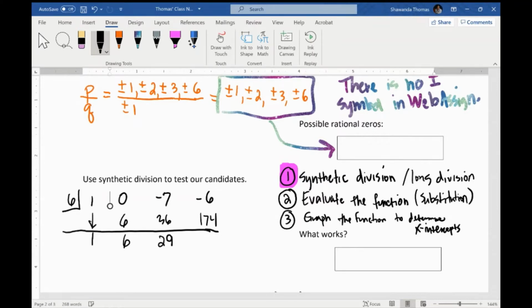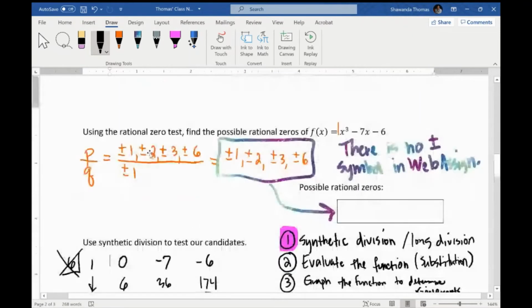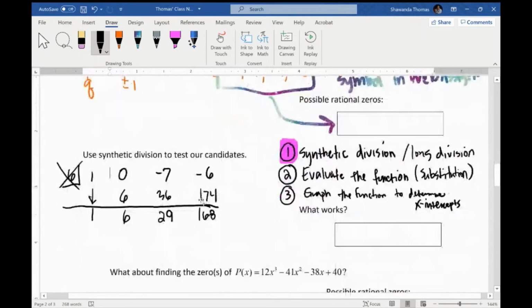And then 168. All right, so we did not get 0 for our remainder. So we know that 6 is not a 0. Does everybody understand that 6 is not the solution just yet?